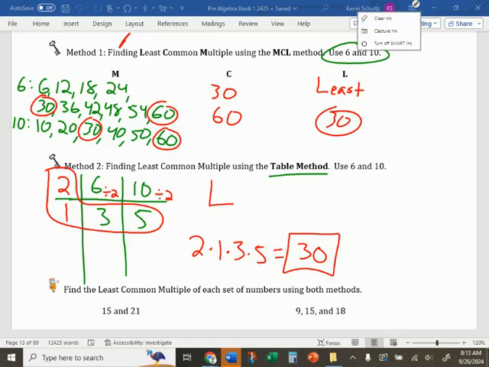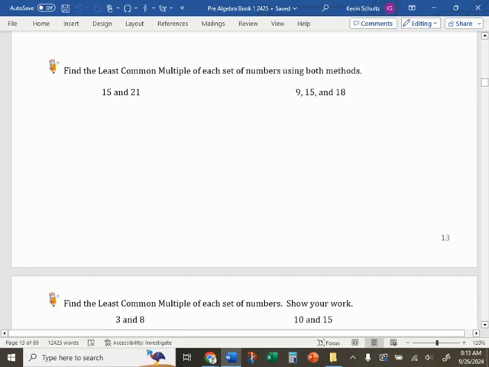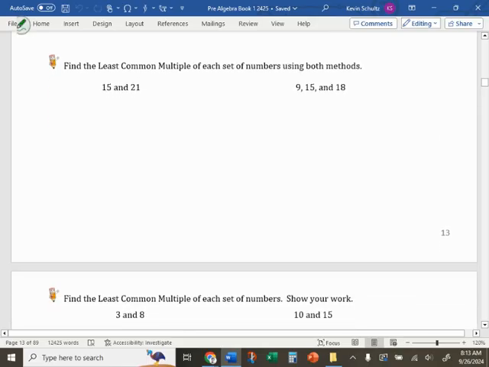We're going to go down and do a little more practice here. We're going to use both methods for 15 and 21. On the second page, when you start to do your homework, you can pick which one you want to do, but we're still going to practice both, just so you can decide which one you really like and see the advantages and disadvantages of each of them.